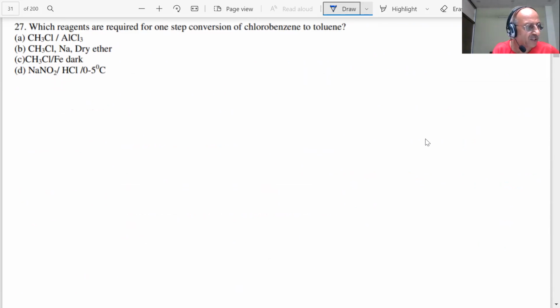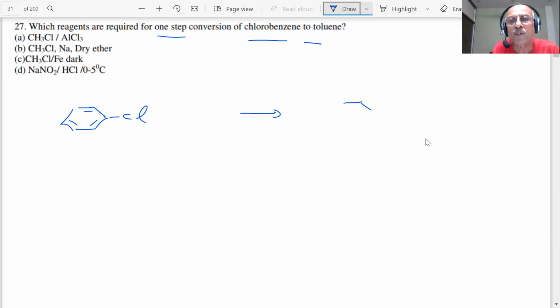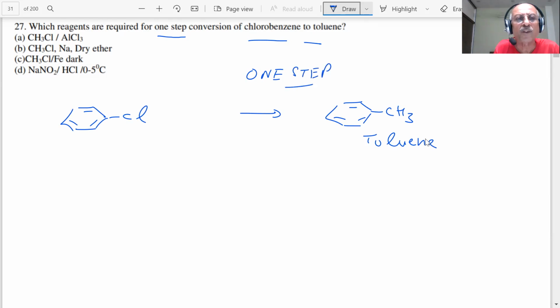Next question is on the screen, students. Which reagent is required for one-step conversion of chlorobenzene? Let me write the formula of chlorobenzene, students. How do you do such conversions? This is my chlorobenzene. What you want to convert, student? Chlorobenzene, you want to convert into toluene. What is the formula of toluene, student? This is my toluene. Now you want one step. Can you see what type of reaction you will have to do? How to convert chlorobenzene into toluene, student?